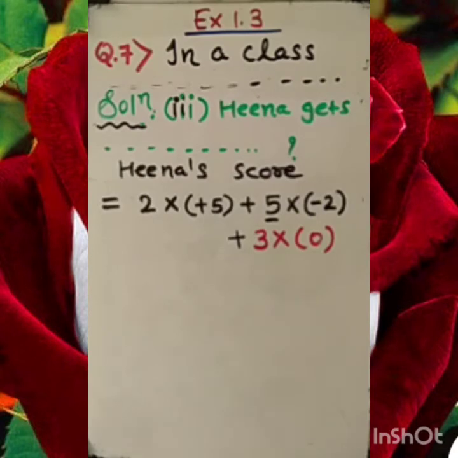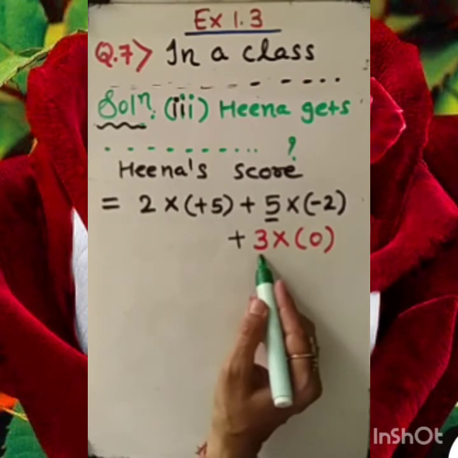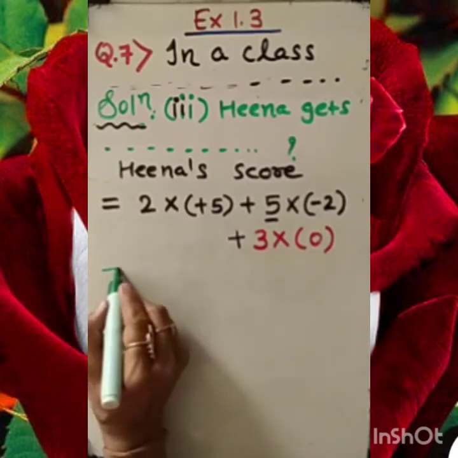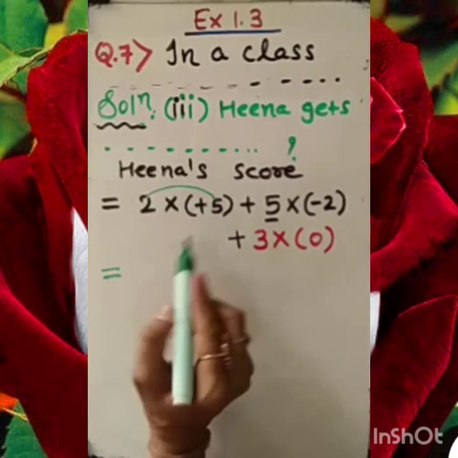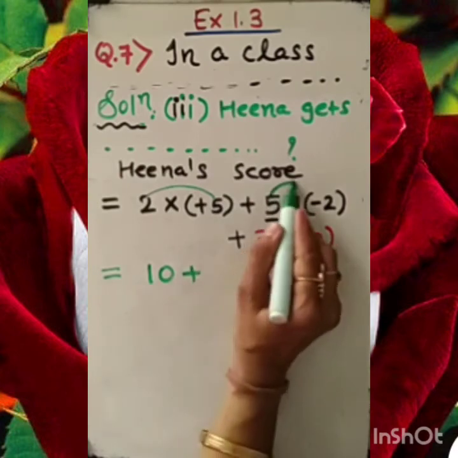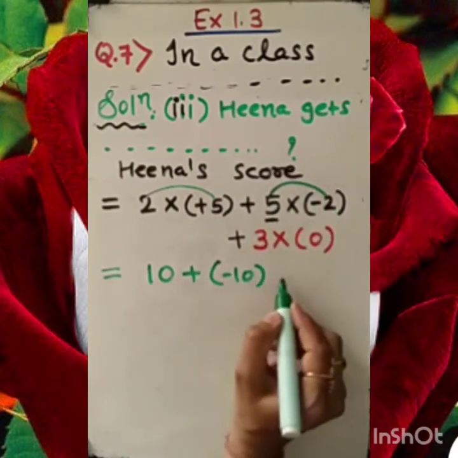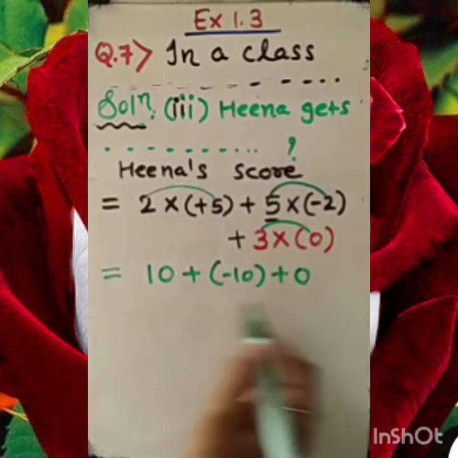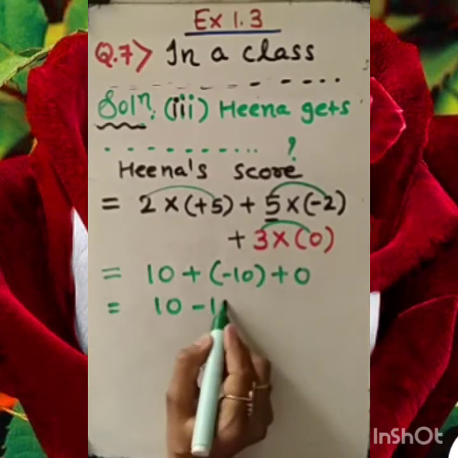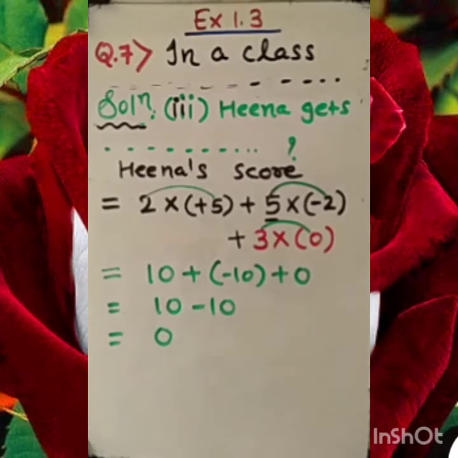If we do not write this, then also it's okay, but it's important to be in your notice. You must notice this also: for the remaining questions which are not attempted, the score is 0. Let's work it out now. 2 5 ja 10, but here minus 10, and of course 3 into 0 is 0. So 10 minus 10 means 0. Therefore, the answer of this question is 0.